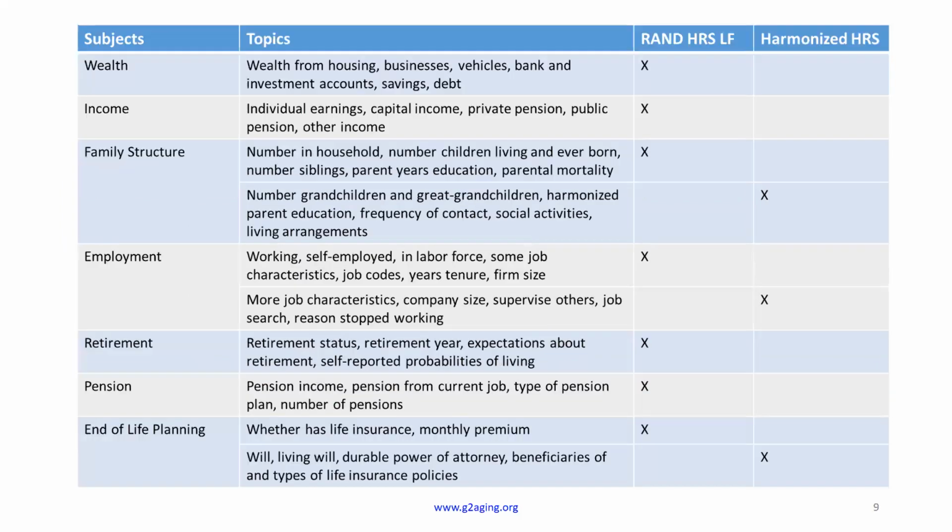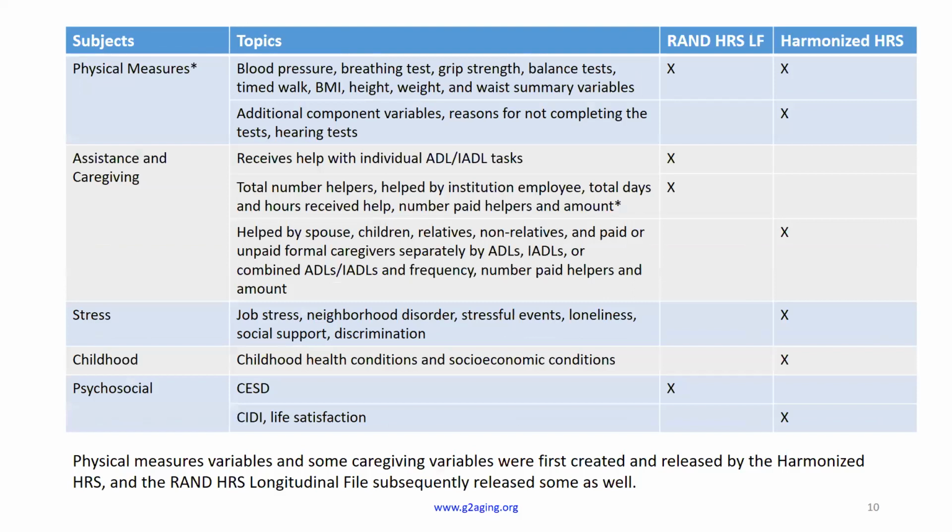So there are numerous subjects where variables are only available from the RAND HRS longitudinal file, and others where the Harmonized HRS has made some additional variables available. Despite the intention of having non-overlapping content areas, there are now a few places where there is some duplication of content, including in some of the physical measures data. But there are several main areas where the Gateway team has significantly expanded harmonized datasets in close collaboration with topical experts, namely physical measures, caregiving, stress and psychosocial measures, and childhood health and economic indicators.